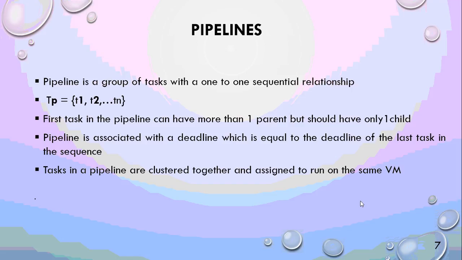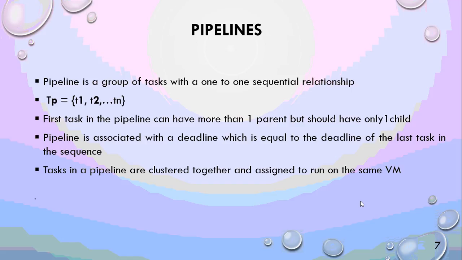T3. The first task in the pipeline can have more than one parent but should have only one child. So basically it says the first task should have one child and can have many parents, but all the other tasks should have one parent and one child.